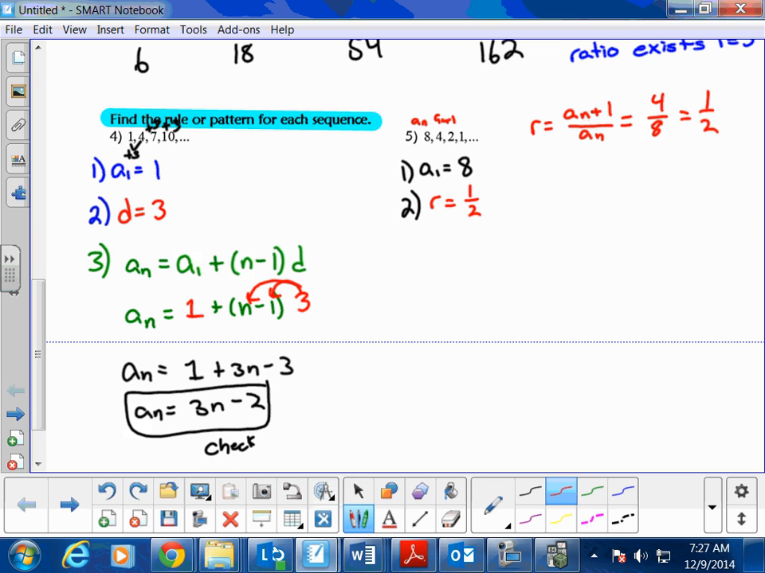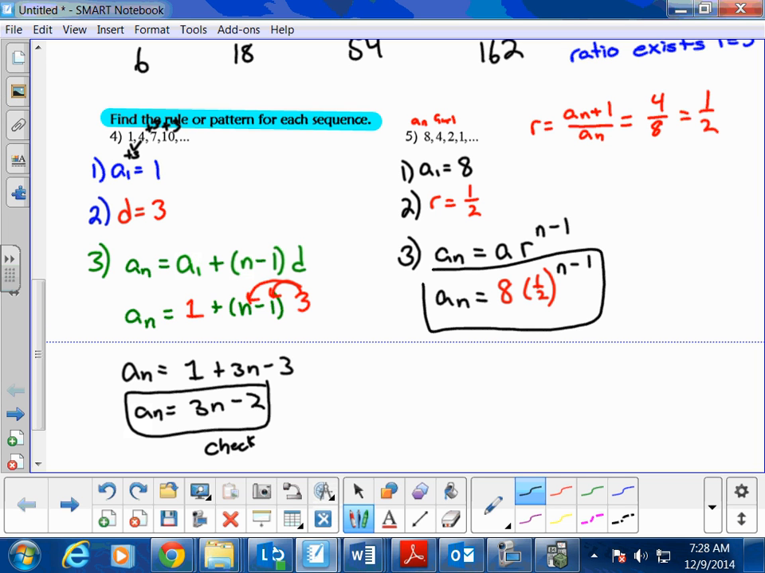Now step 3. This equation is slightly different. The equation for geometric is a sub n is equal to a times r to the n minus 1. So in this case, all we have to do is substitute values again. a sub n is equal to a sub 1, which here I'll do in color, and then the r, which I did in red, so I'll continue in red, to the n minus 1. So in this case, that's your equation.